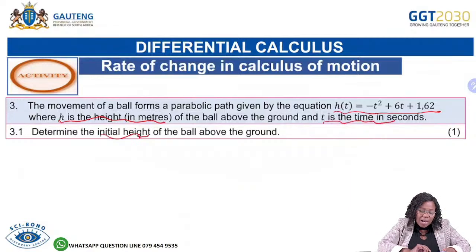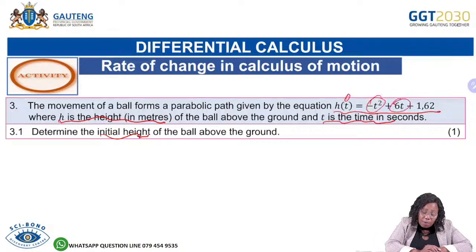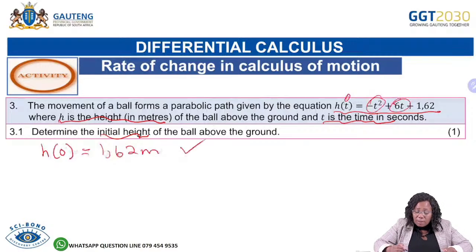Determine the initial height of the ball above the ground. Initially, before any movement, the ball was at rest. That is your physical science. If it is at rest, there is no movement, which means the time is still 0. So if we put 0 for time, this will be 0, this will be 0. Therefore, the distance of the ball at 0 will be 1,62 meters. That is why we have 1 mark there.